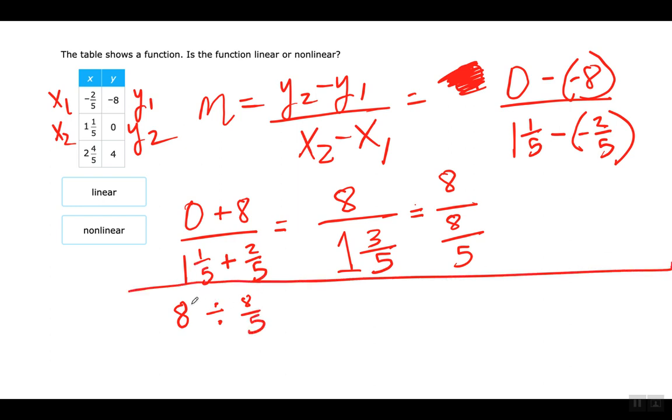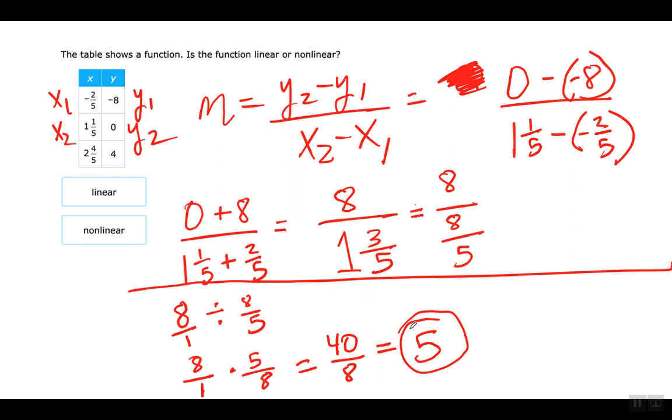8 divided by 8 over 5. 8 dividido por 8 sobre 5. Change the 8 to a fraction by putting a 1 on the bottom. Now, in order to divide fractions, I multiply by the reciprocal. And that's going to give me, the 8's cancel out. But just for the people that are not good at this, let me go slow. 4 divided by 8 is 5. All right, so the rate of change is 5.